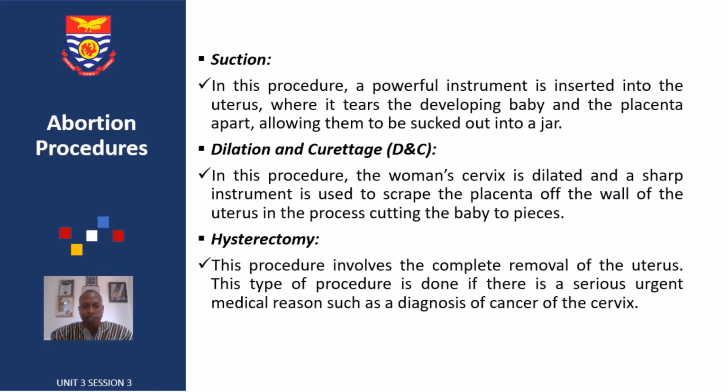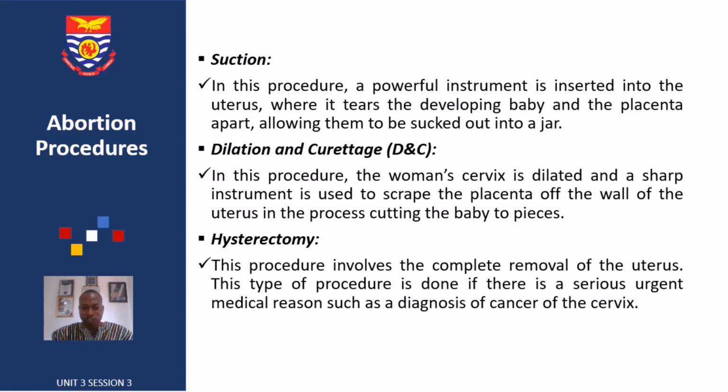Now, there is the other one we call dilation and curettage. We call it D&C. In this procedure, the woman's cervix is dilated and a sharp instrument is used to strip the placenta off the wall of the uterus, in the process cutting the baby into pieces. What happens? Then the next one is hysterectomy.